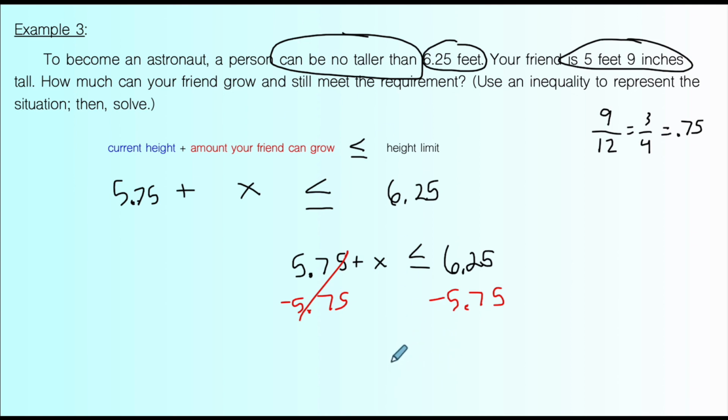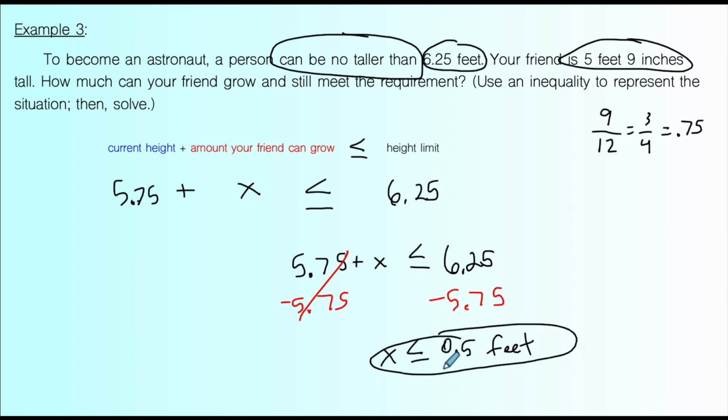So what that tells us is x, aka the amount your friend can grow, needs to be less than or equal to 0.5 feet. So your friend can grow up to 6 inches. If they grow any more, they cannot be considered to be an astronaut, but as long as they only grow another 1/2 foot or less, they'll be good to go.